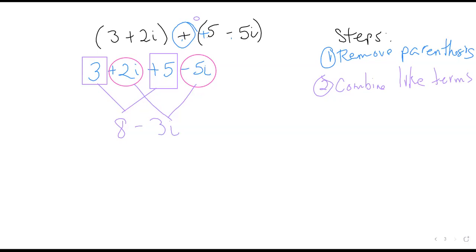Okay, we'll do one more. So let's say we have 5 plus 6i minus, I don't know, negative 10, no, plus 3i.